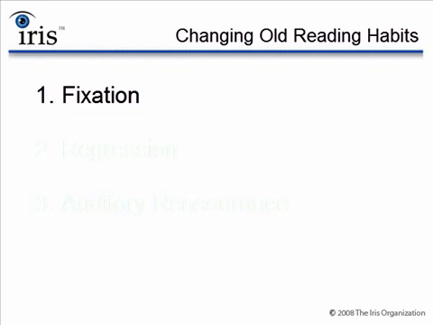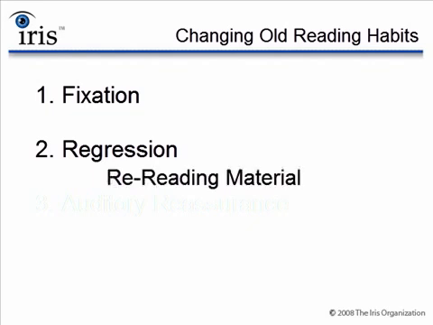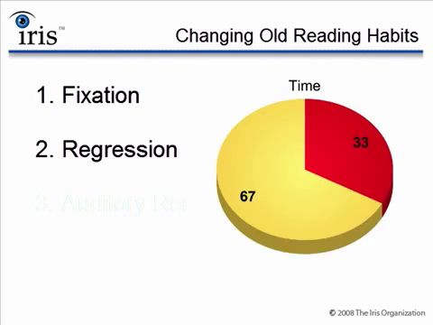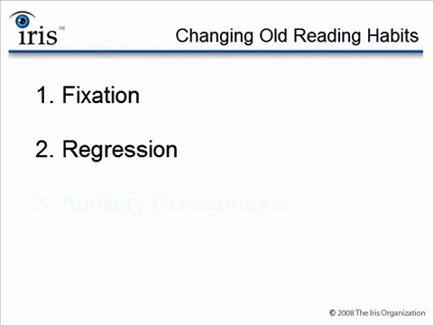The next old reading habit is called regression. Regression is something that everybody's done at one point or another. I'm sure you've gone back to reread material before. And some people do this excessively. The average person goes back to reread material 33% of the time. So this means if you take 60 minutes of reading, the average reader is going back to reread during 20 of those 60 minutes. So that means that reader has only read for 40 minutes going forward.